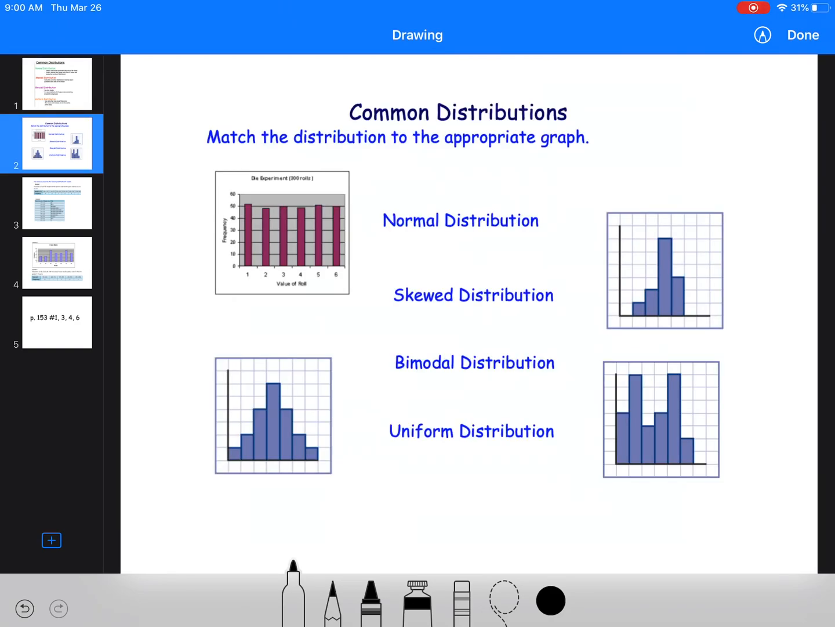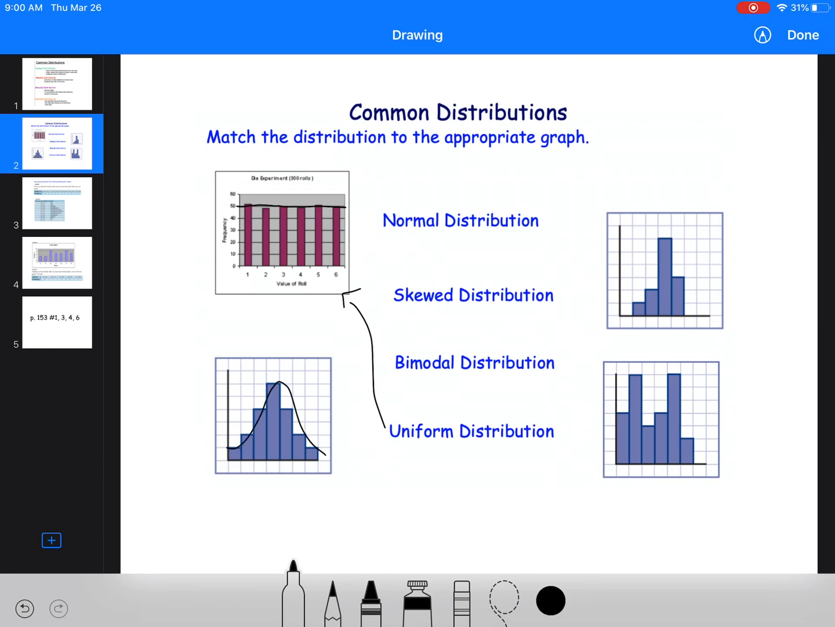Okay, some examples of this. Obviously, there's a little bit more to it, but here are some examples. Match the graph to the description. The first one here, again, it looks almost like a straight line right across. So that's a uniform distribution.